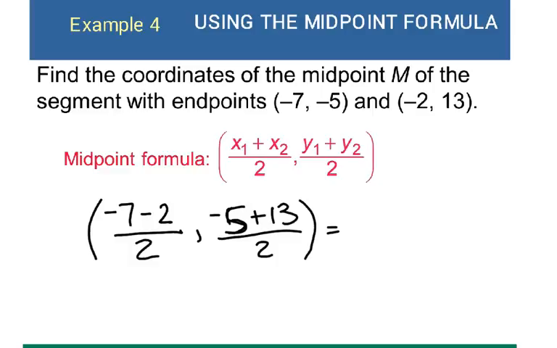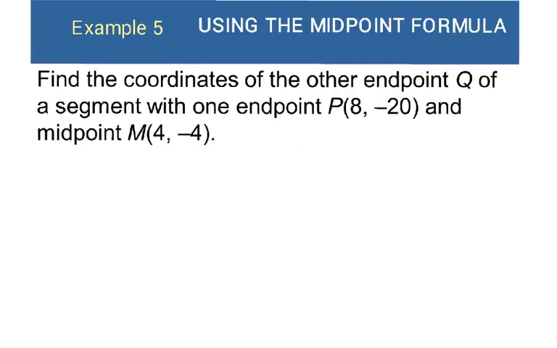And that there is equal to -9 over 2, comma 4. And there's our point. That is our midpoint between the 2 other points that we're given. All right, let's apply this again in another example.